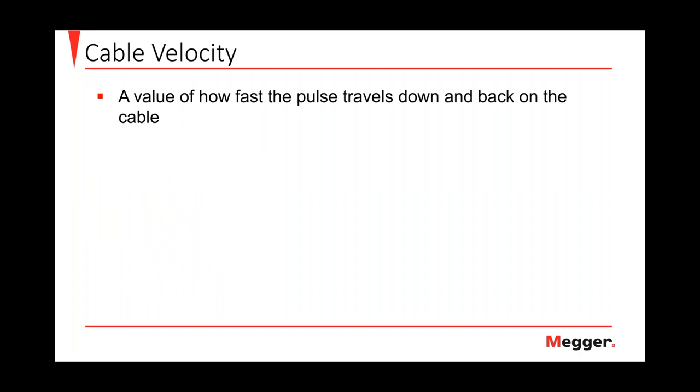So cable velocity, or propagation velocity, or velocity of propagation, there's a couple different terms depending on what unit it is, but they all mean the same thing. It is the measurement of how fast the pulse travels down and back on the cable. Now, it is electricity. The assumption is that it would travel at the speed of light, but it's not exactly true, because depending on the construction of the cable, who the manufacturer was, what type of insulation it is, it can change the speed with which that pulse signal can travel down and back on that cable.